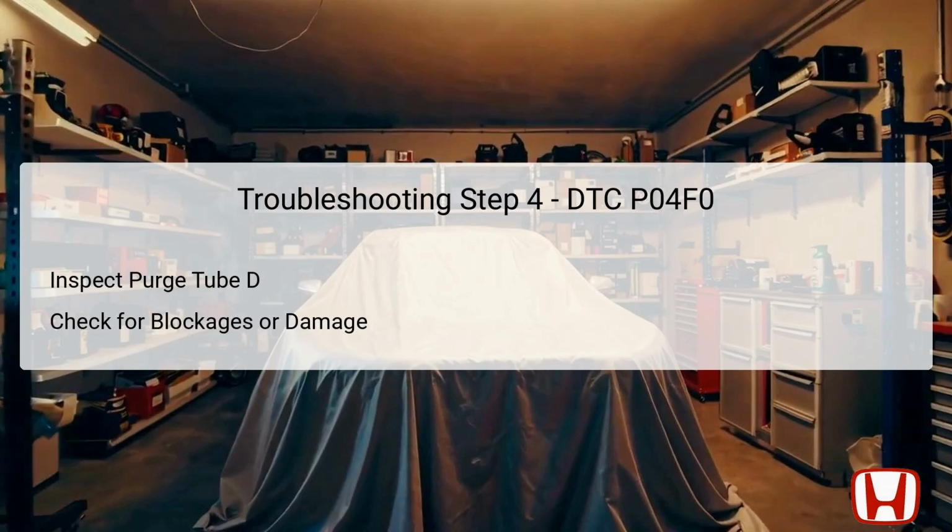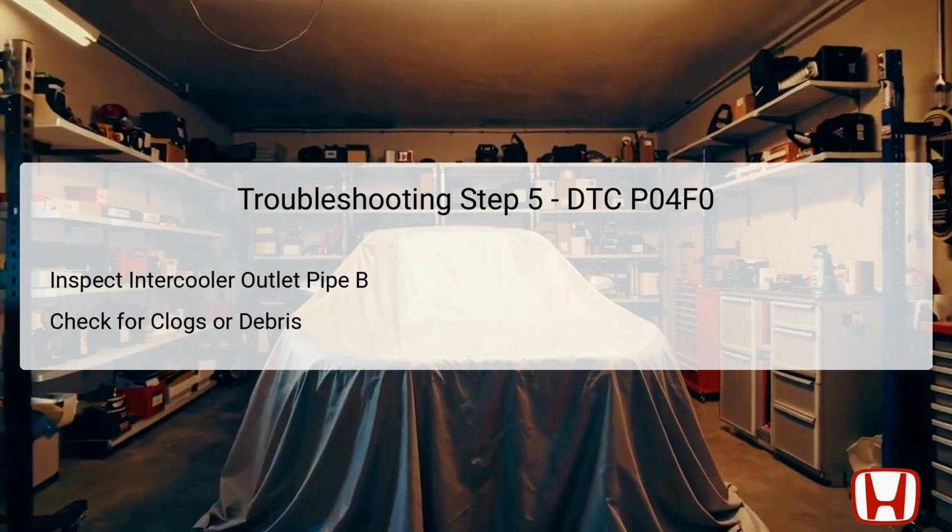Loose connections can lead to vacuum leaks, resulting in incorrect purge flow readings. If any issues arise during this inspection, corrective actions should be taken, whether they involve cleaning, repairing, or replacing the tube. In this troubleshooting step, focus on the intercooler outlet pipe B, which is another critical pathway for the vapor flow in the evap system.